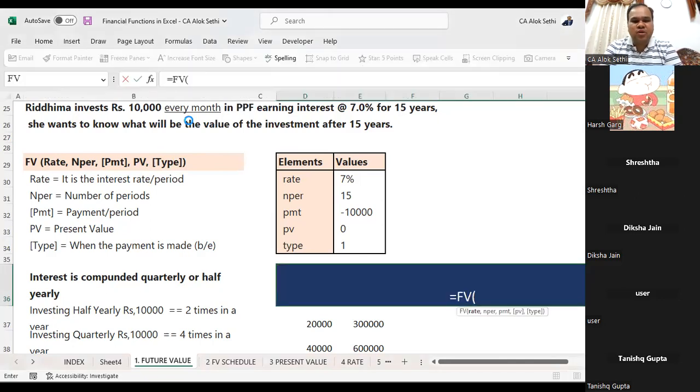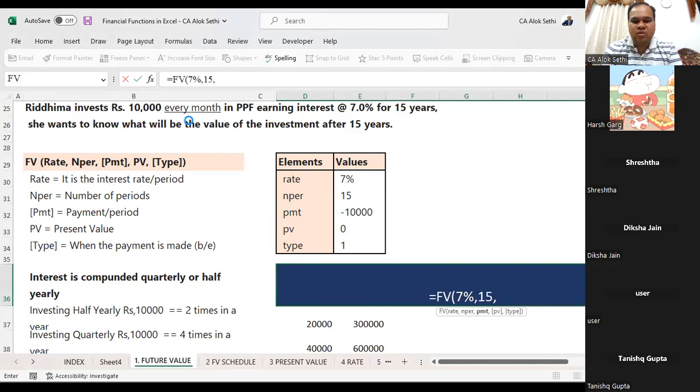Rate. Now you guide me. What should be the rate? What should I put as rate? 7%? 7%. Comma. What is NPER? 15. Right? Should I put 15 as the NPER? Yes or no? NPER is 15. What is PMT?